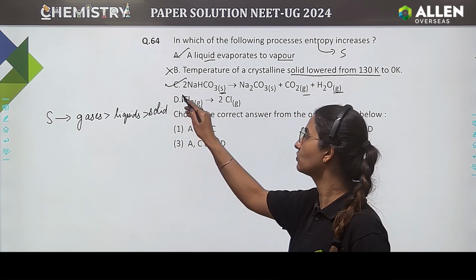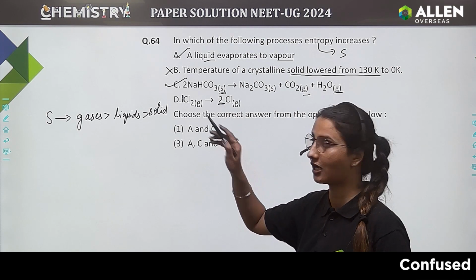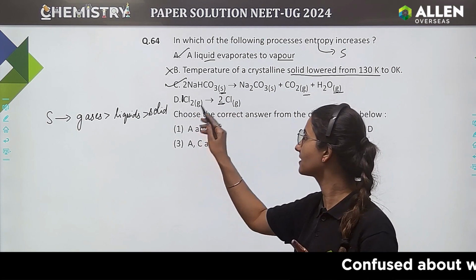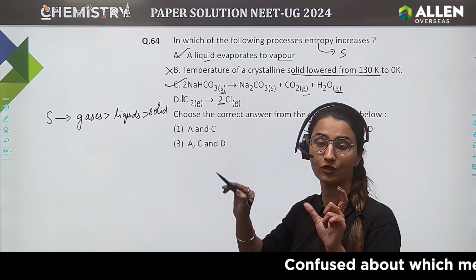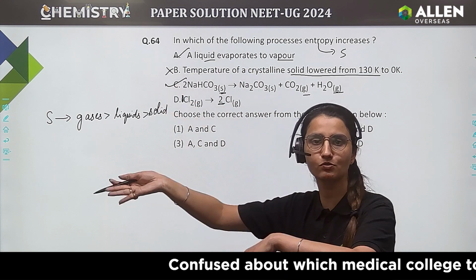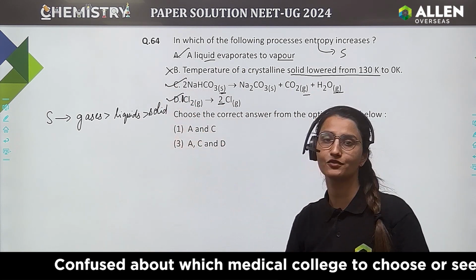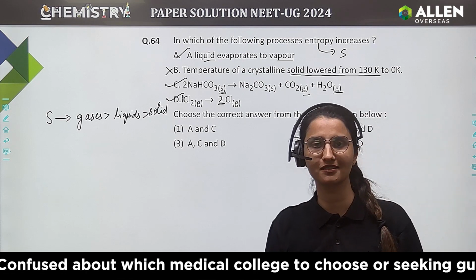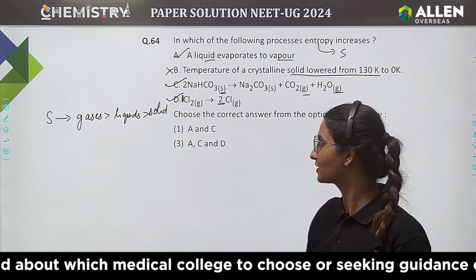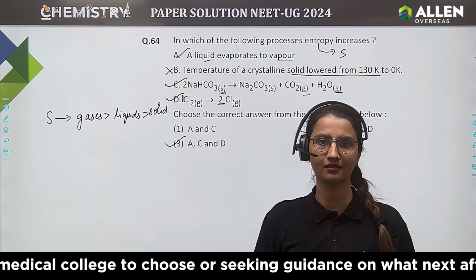Here gaseous moles are 1. Here gaseous moles are 2. How many gaseous? Don't say here Cl2, 2Cl. I am talking of moles. Here gaseous moles are 1, here 2. More gaseous moles on the product side. So obviously entropy increases. So what is your correct answer? It is A, C, D, right?